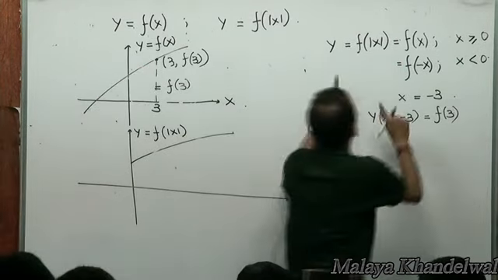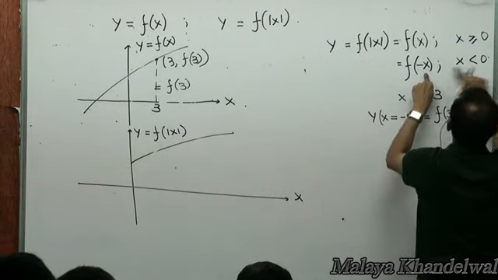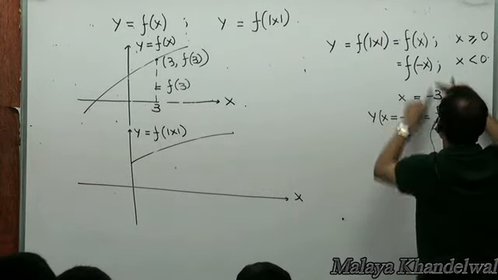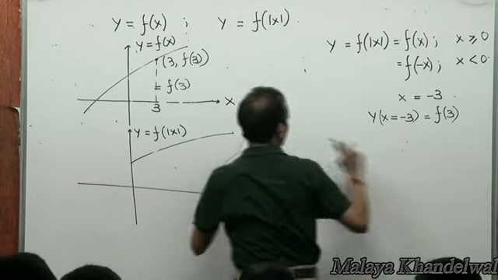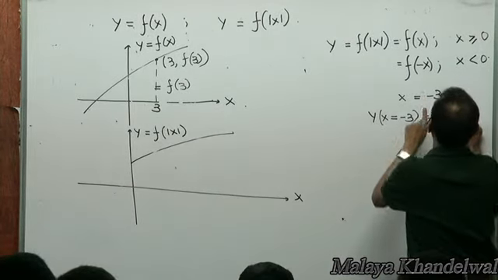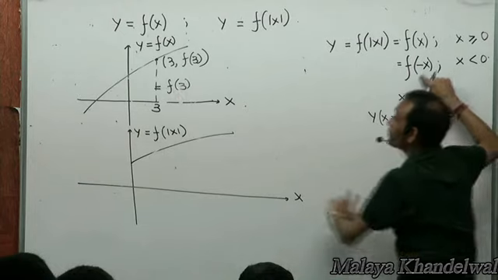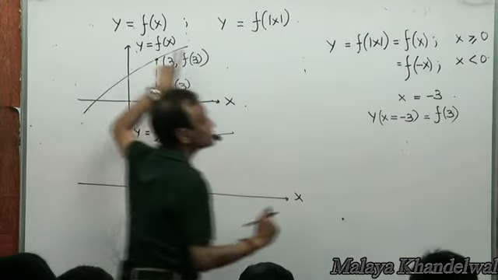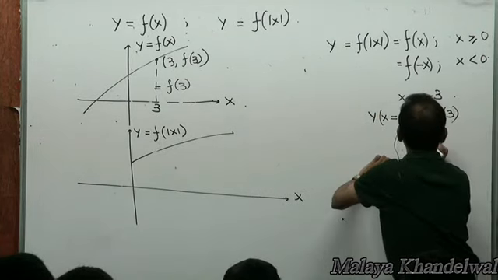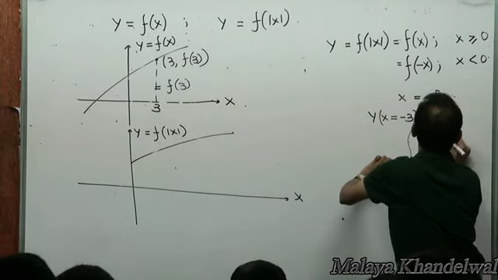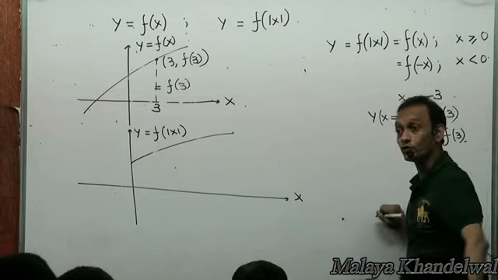Now, I want to draw y equal to f of minus x when x is less than 0. So, say at x equal to minus 3, there is a point here. Right? What's the value of y at x equal to minus 3? It is f of 3, which is the same as this. That means on the graph of y equal to f of minus x, when x is minus 3, y will still be f3. You know what I'm saying?